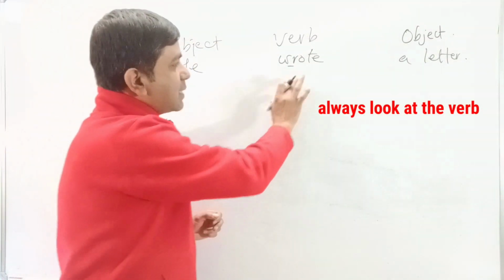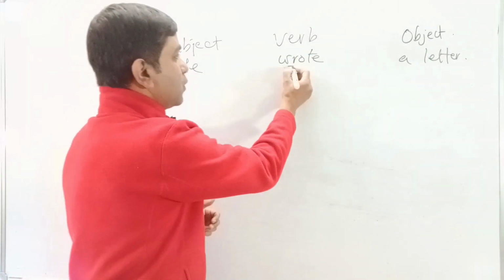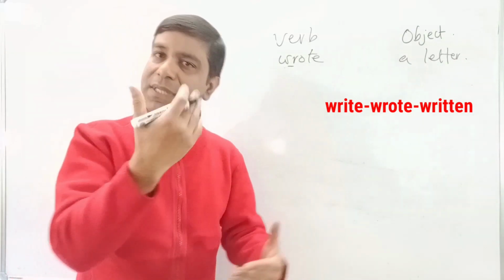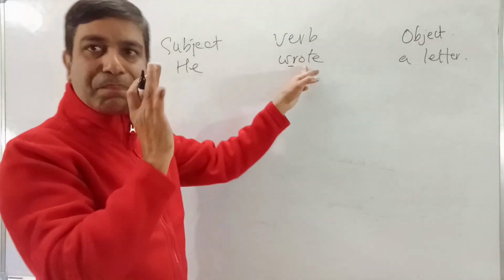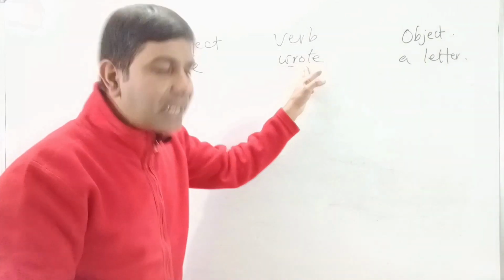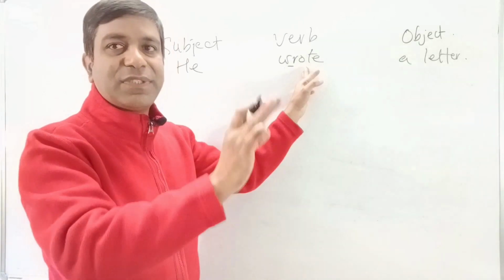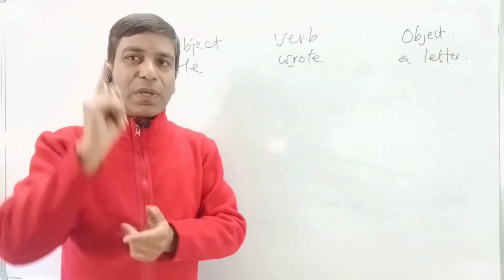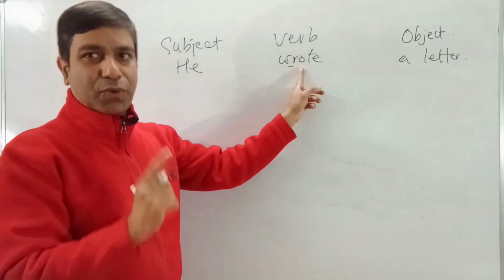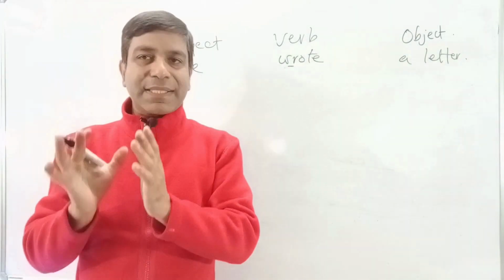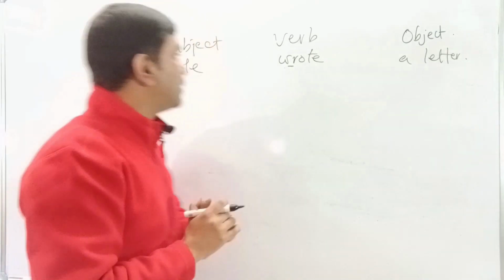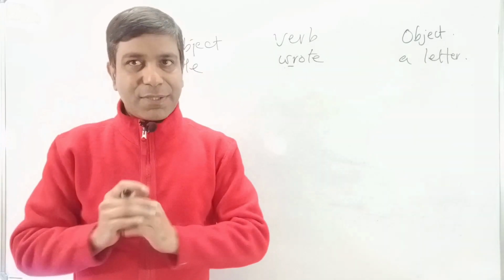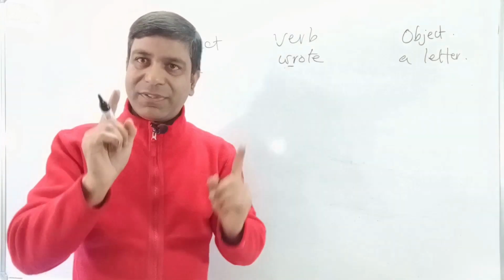Now this verb is in past tense, right? The present form of wrote is write, then wrote, and then the third form is written. So this verb is in past tense, which simply means that it is past indefinite tense. This sentence is indefinite due to the fact that there is only one verb, that is wrote. So this one verb makes it indefinite. And if you look at the verb again, the verb is in past tense. So what happened? Past indefinite tense.